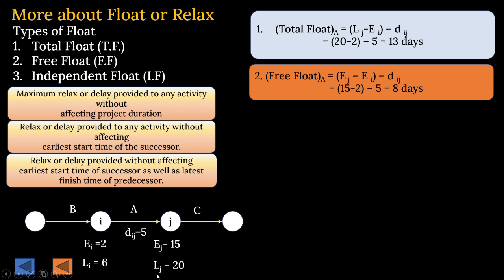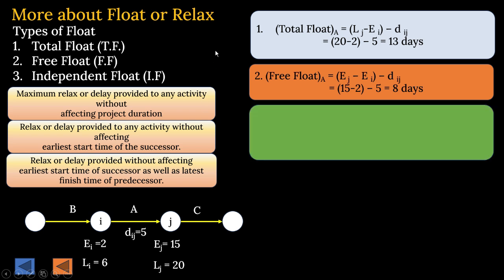So 15 minus 2 minus 5, it becomes 8 days is your free float at A. That is written like this. Now we'll talk about independent float.